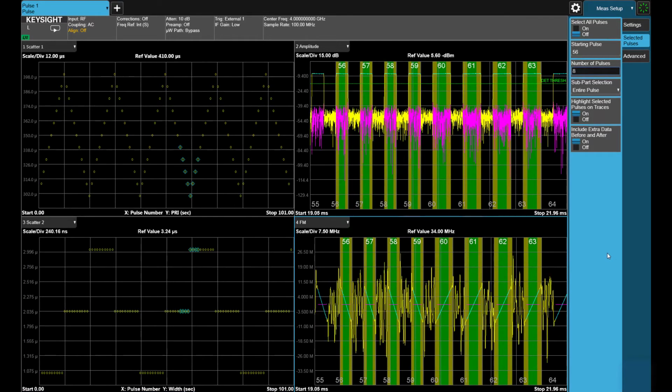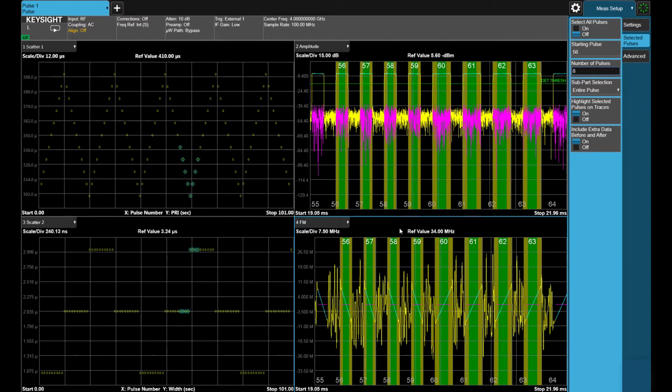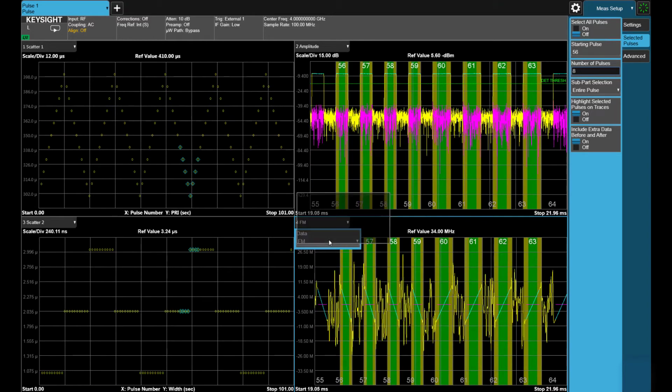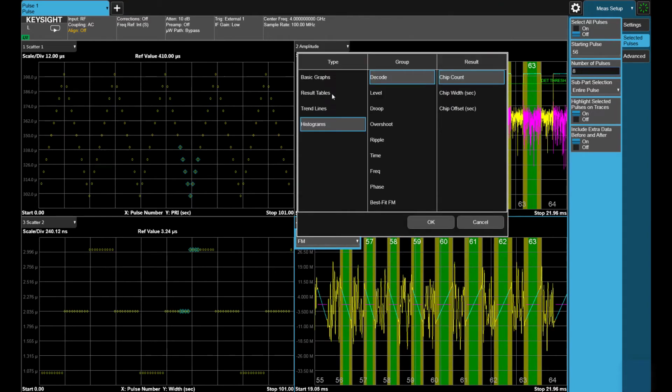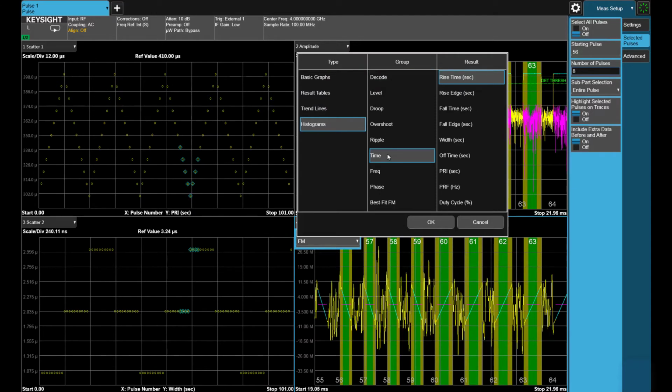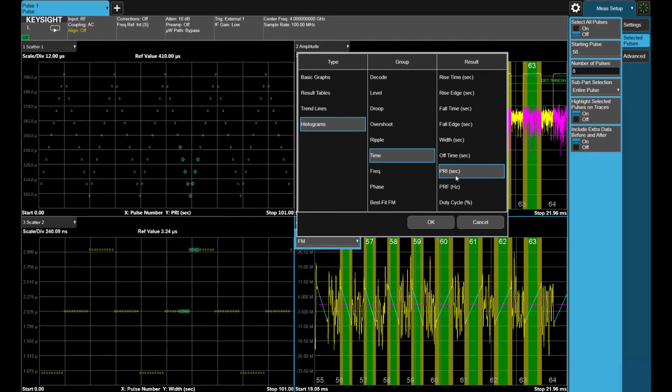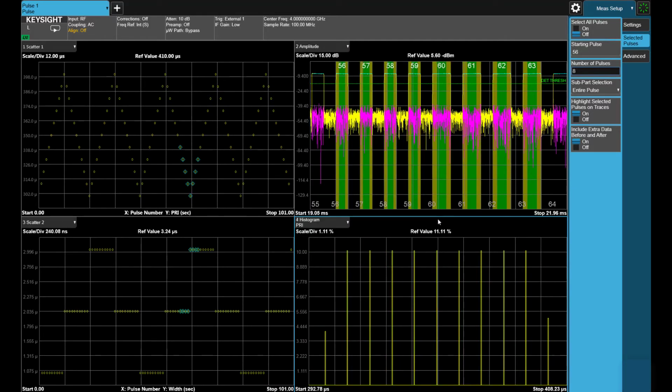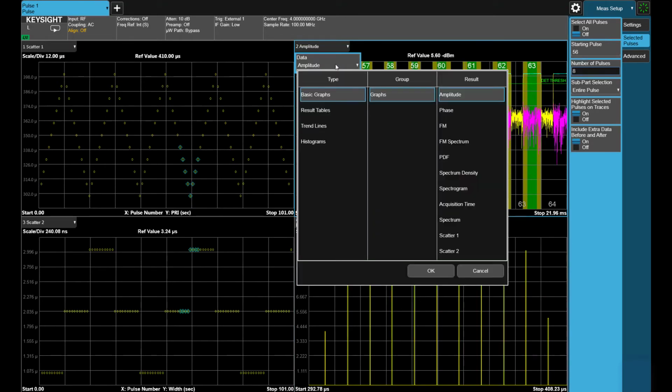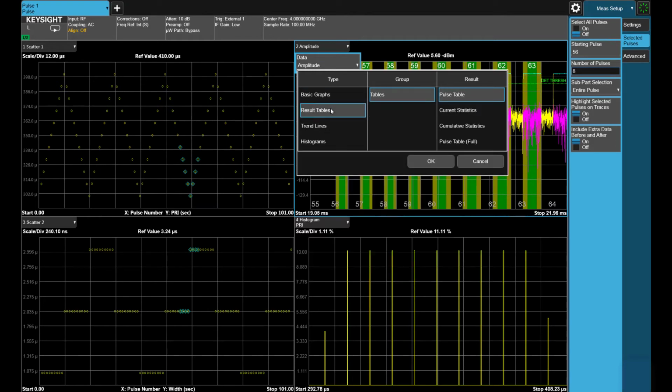In addition to scatter plots, time domain views, and frequency trend lines, there are many other ways to view the captured data. Histograms will allow us to understand the distribution of our pulse parameters. And we can also look at current and cumulative statistics on the signal as well.